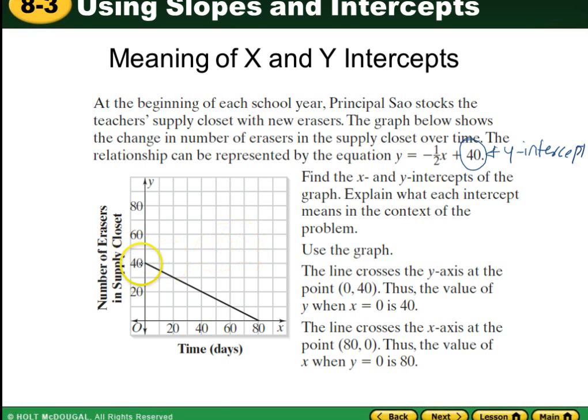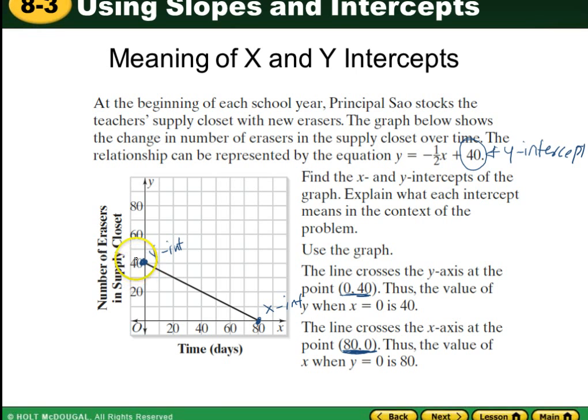Alright, so as we can see right here, 40 will be our y-intercept and 80 will be our x-intercept. If we want to represent this using coordinate points, this right here will be 0, 40 for the y, and the x will be at 80, 0. So it is 80 on x and 0 on y. This one is 0 on x and 40 on y.